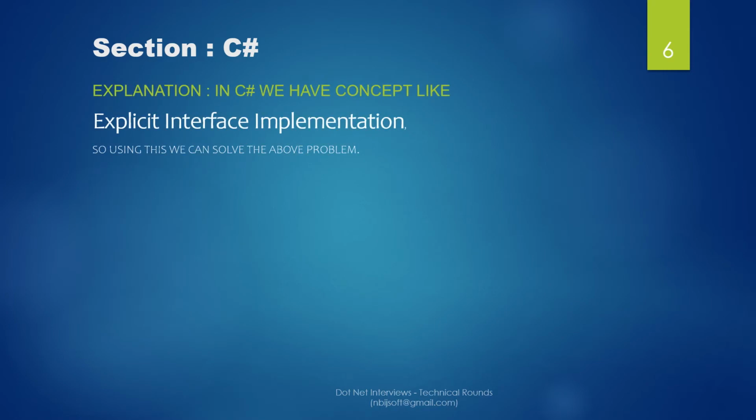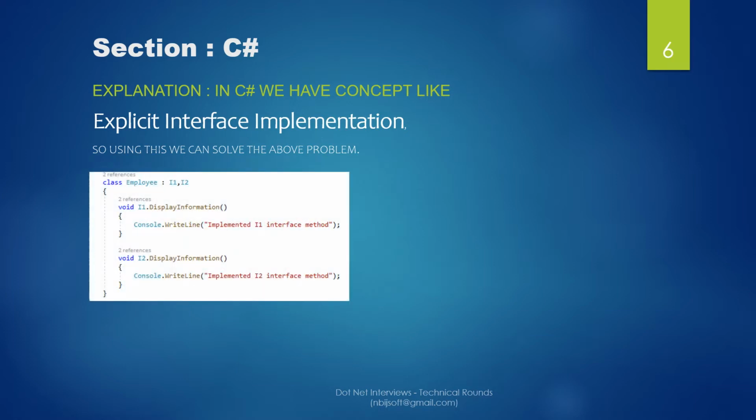I mentioned that in C Sharp you have a concept called explicit interface implementation. Using this concept you can solve that problem. They asked how, so I explained. Consider we have that employee class and we are going to implement I1 and I2. You have to use the specific interface name with the method. For example, if you want to implement the I1 method, write I1 dot display information and write your code. If you want to implement I2, you have to write I2 dot display information.